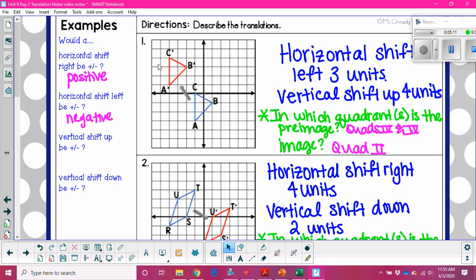If you have a vertical shift up, so you take your preimage and shift it up, the y values will be getting larger, so it's going to be positive. And if you take your preimage and shift it down, well, then your y values will be getting smaller, so that will be negative.